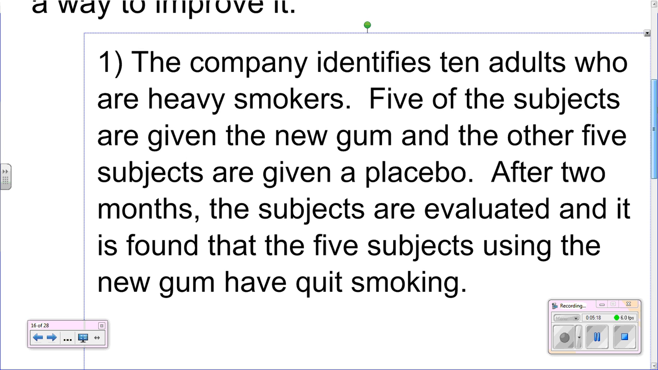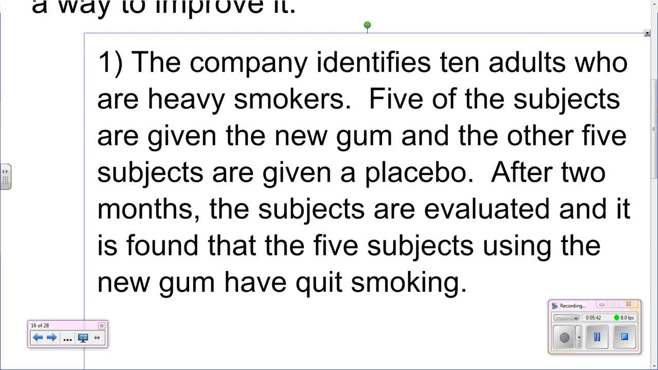The first one, the company identifies 10 adults who are heavy smokers. 5 of the subjects are given the new gum, and the other 5 subjects are given a placebo. After 2 months, the subjects are evaluated, and it's found that the 5 subjects using the new gum have quit smoking. Okay, so if we're looking at this design, there's only one problem with it.